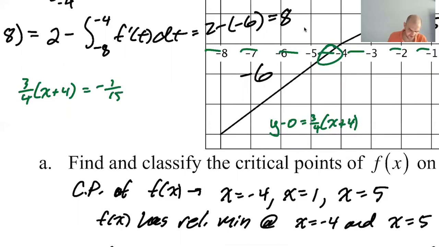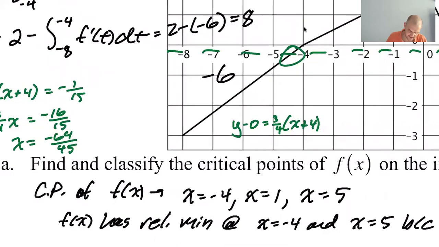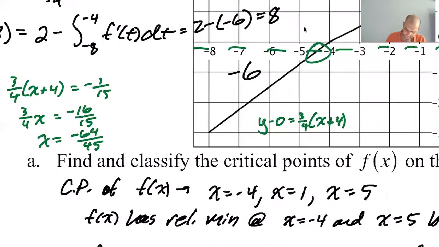3/4 x plus 4, negative 1/15. So what should I do? Distribute, I guess, 3/4 x plus 1. So let's make it minus 16/15. Multiply by 4, divide by 3. Negative 64 over 45. Does that make sense? That's totally wrong. It should be like negative 4 point something, and I got nothing even remotely like that.